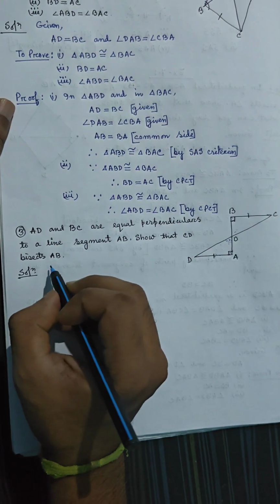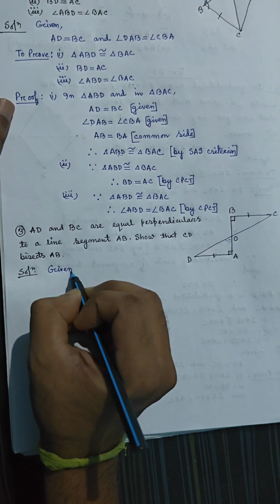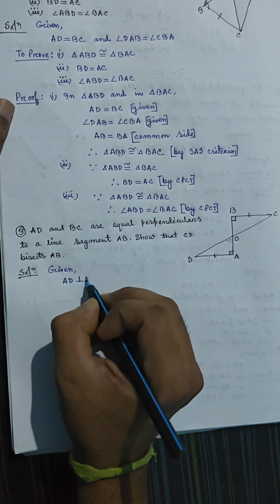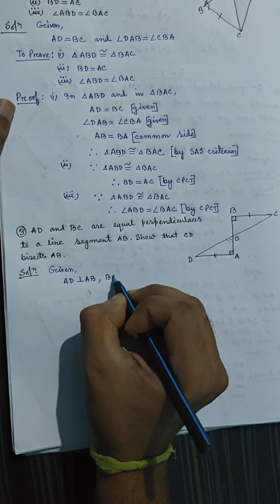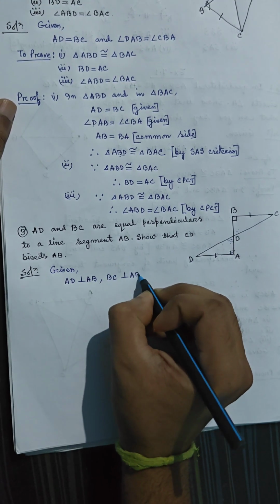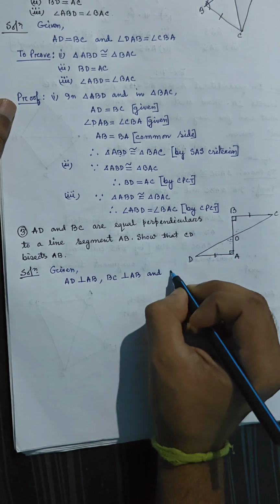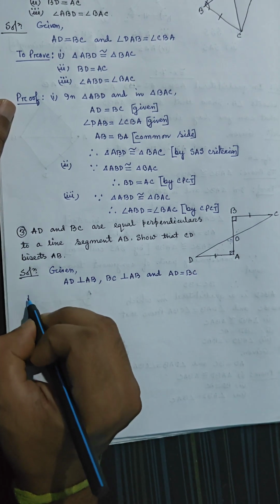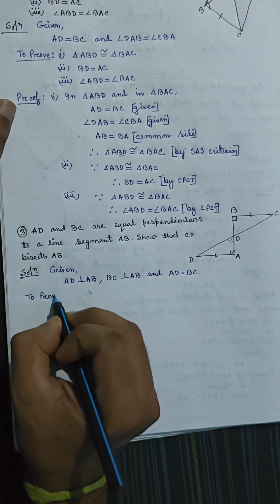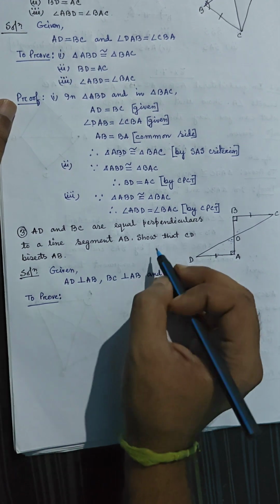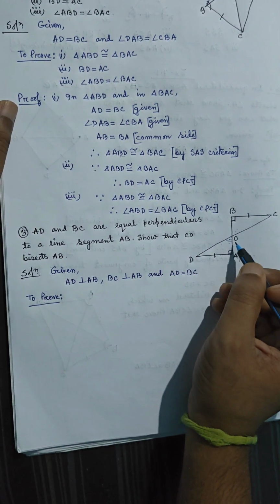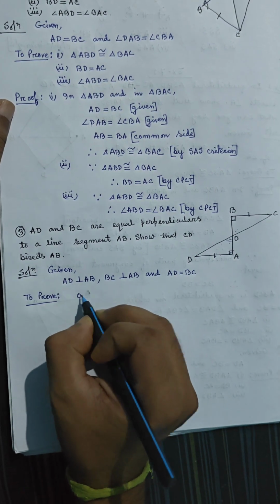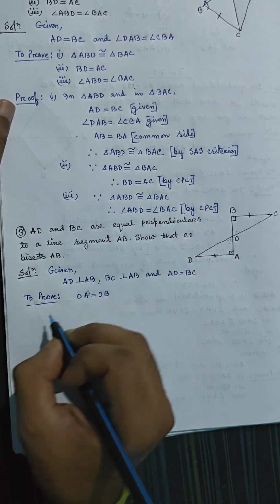Given: AD perpendicular AB, BC perpendicular AB, and AD equal to BC. To prove, show that CD bisects AB. Means if I say OA equal to OB, that means CD bisects AB. So to prove is OA equal to OB. Proof.